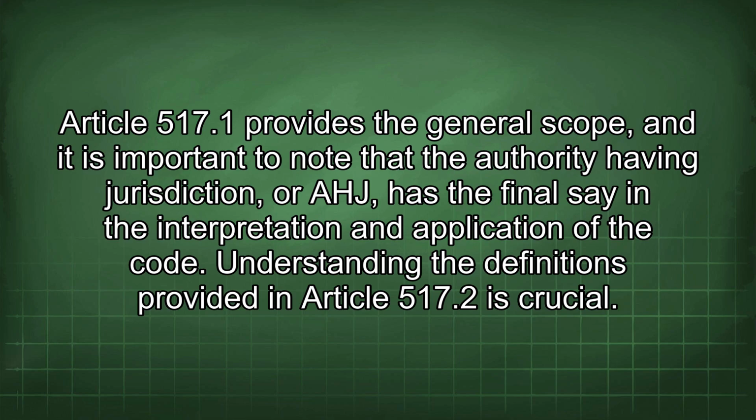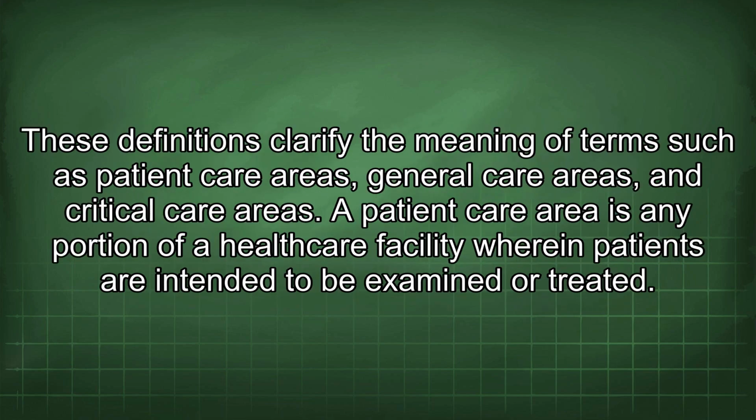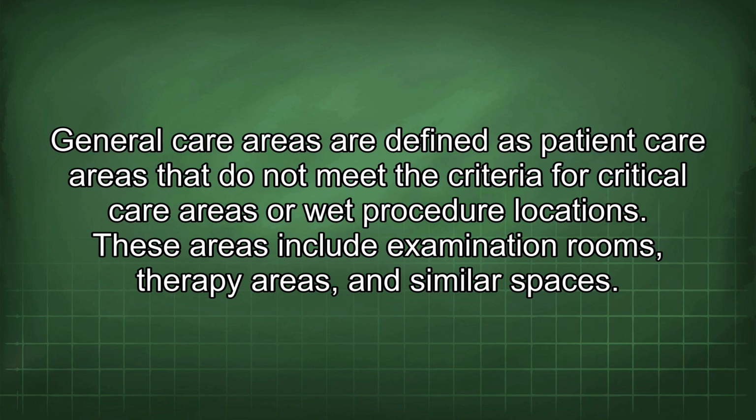Understanding the definitions provided in Article 517.2 is crucial. These definitions clarify the meaning of terms such as patient care areas, general care areas, and critical care areas. A patient care area is any portion of a healthcare facility wherein patients are intended to be examined or treated. General care areas are defined as patient care areas that do not meet the criteria for critical care areas or wet procedure locations. These areas include examination rooms, therapy areas, and similar spaces.